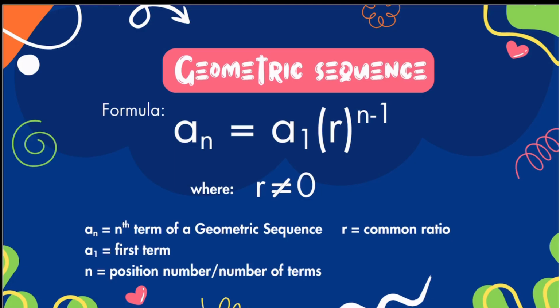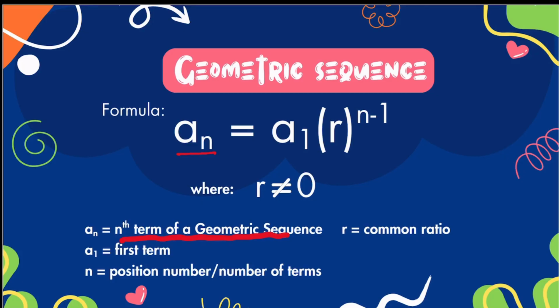Okay? So, pag sinabi naman nating a sub n, that's the nth term of a geometric sequence. Or pag sinabi nating nth term, it can be also the last term. O kaya pwedeng ito yung hinahanap natin. Example, find the 18th term of a geometric sequence. So, that means 18th term, the position of that is a sub 18.